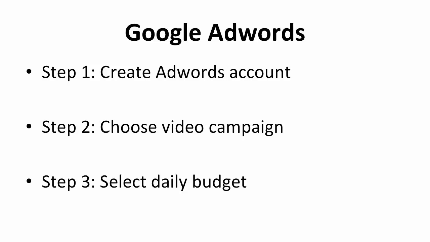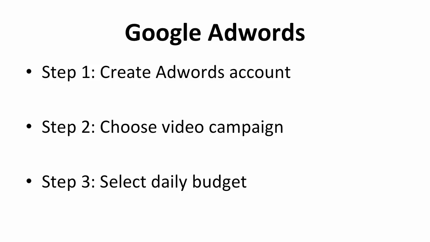The next step, you'll choose Video Campaign. Google AdWords is not only for video marketing. If you have your own website and you want it to be at the top of Google search engine results, you can place ad bids here for that as well. I'm not going to go further into depth on this because it's a topic for another video.